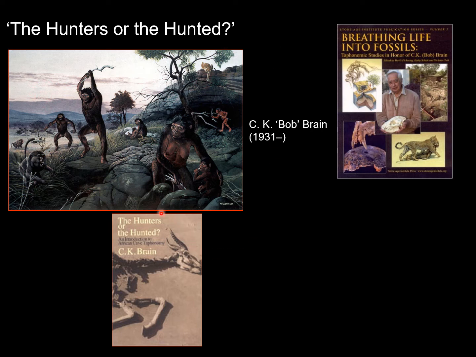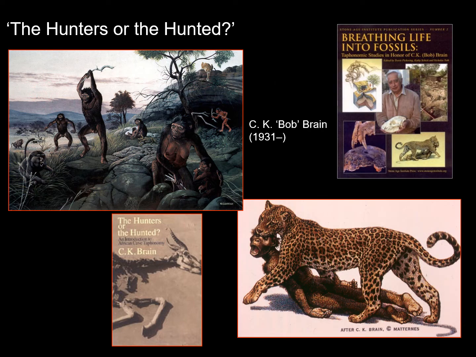And yes, he wrote this classic book, The Hunters or the Hunted. This is what he looks like. And so instead of being hunters, africanus, it was believed, maybe looked something more like this. They were the hunted. They weren't at the top of the food chain yet.